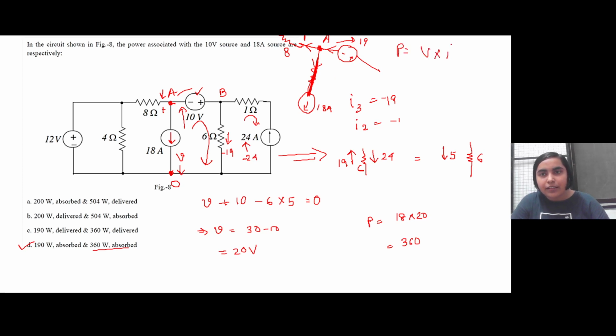So power is what? V into I. In this case, since it is the voltage source itself and the current that is flowing in this particular branch, the branch is only from A to B. It is not up to O. Mind that, because there are other elements connected from A to other nodes.